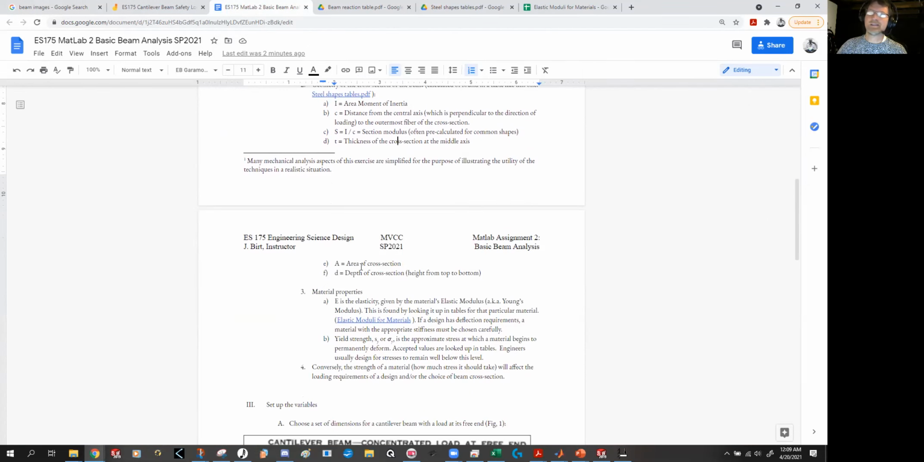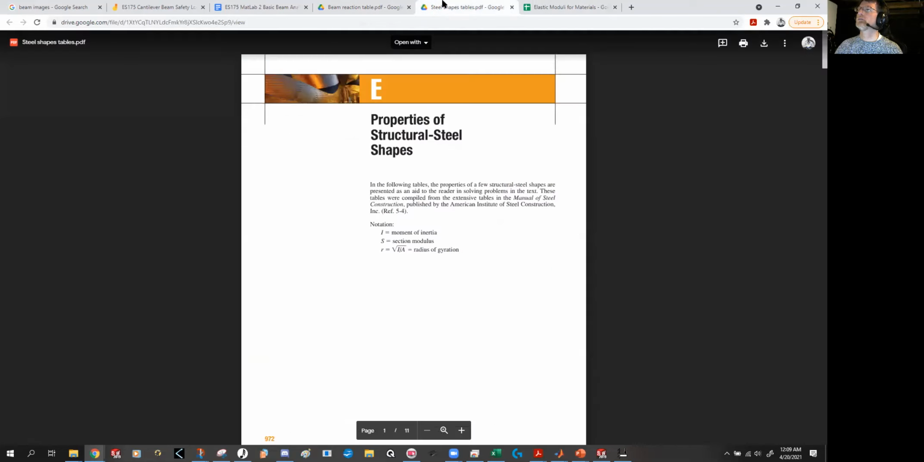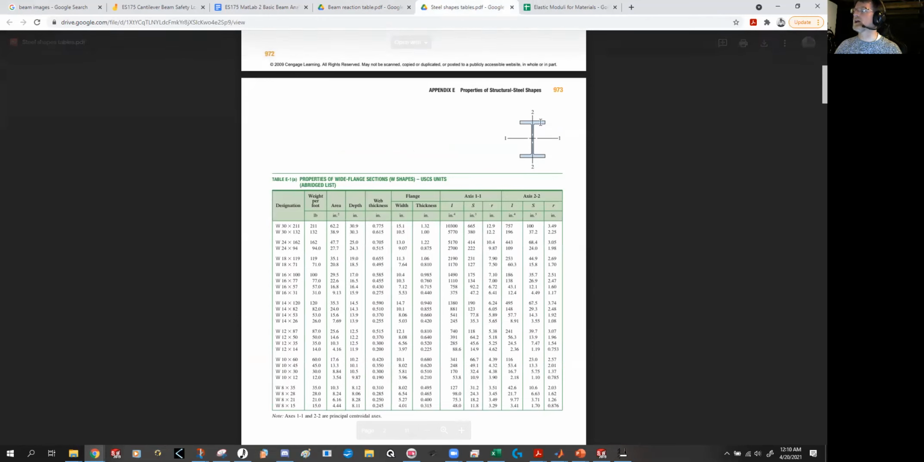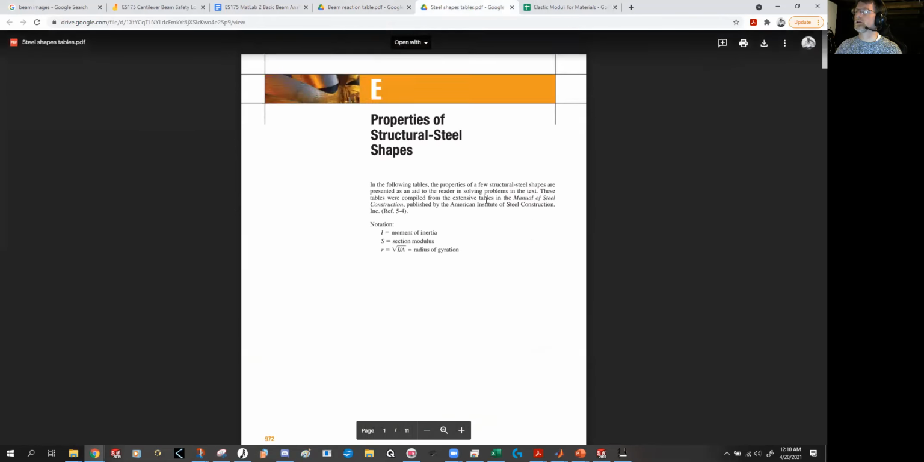Okay, area is simply the area of the cross section. That's easy to calculate. And D is the depth of the cross section, just top to bottom. Okay, top to bottom. All right. And in one of my references here, I should have that shown. Where'd it go? No, that's not it. Okay, well, it might be here. Oh, here it is. I guess it doesn't actually show it here, but the depth is from top to bottom over here. Unfortunately, it doesn't show that. All right.